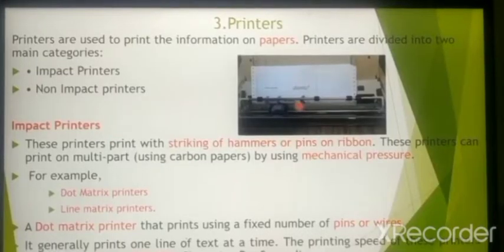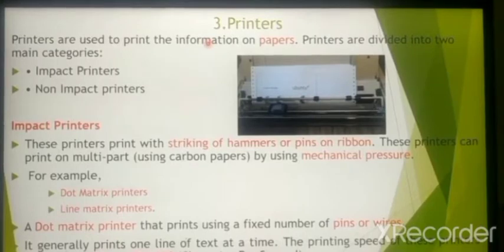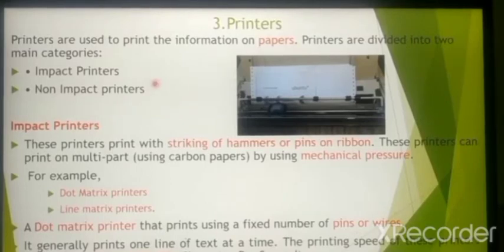Next output device is printer. Previously we saw about the plotter. This plotter is used to print the output information on different types of materials with different sizes. Here we can print the information only on paper. There are two different types of printers. One is impact printer and the second one is non-impact printer.